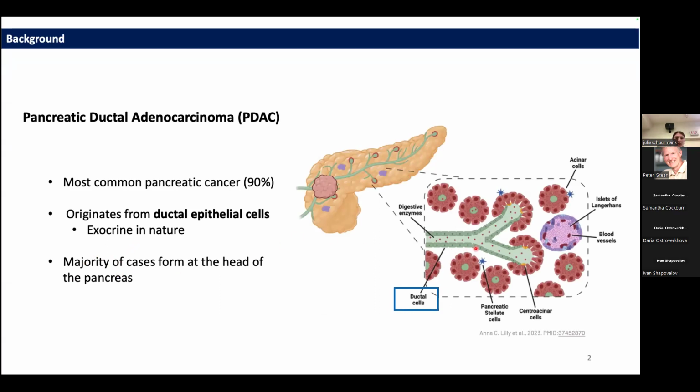It originates in the epithelial cells lining the ducts of the pancreas. So this makes this type of cancer exocrine in nature versus other pancreatic cancers, which are endocrine or neuroendocrine in nature, originating from hormone-secreting cells like those of the islets of Langerhans. So the majority of cases of PDAC originate at the head of the pancreas due to concentrated ductal tissue specifically. And as we all know, pancreatic cancer is a highly lethal disease.